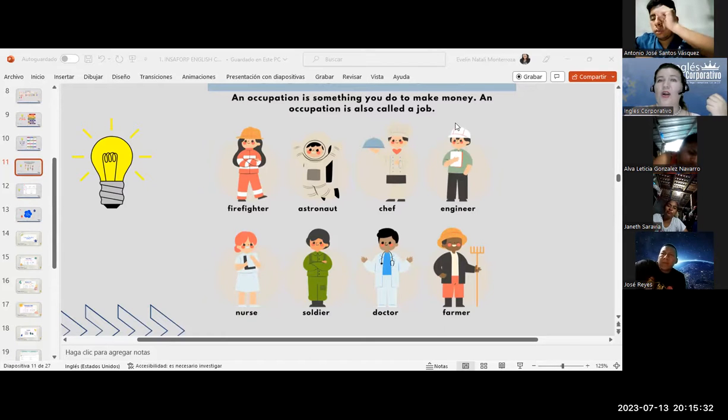So those are occupations. What other occupations do you know? ¿Qué otras profesiones conocen? What other occupations do you know?